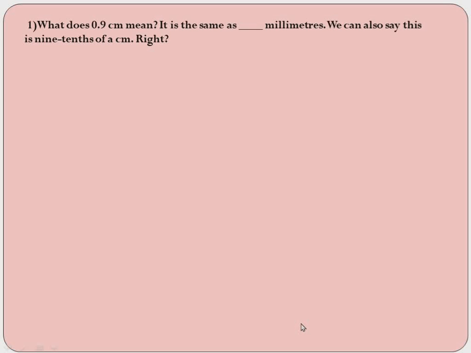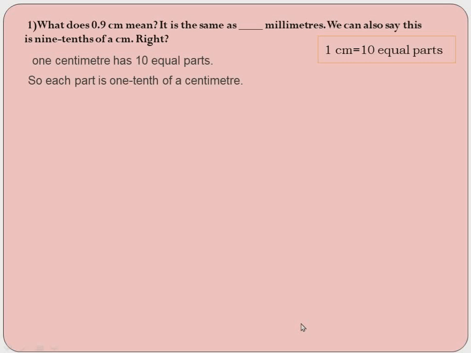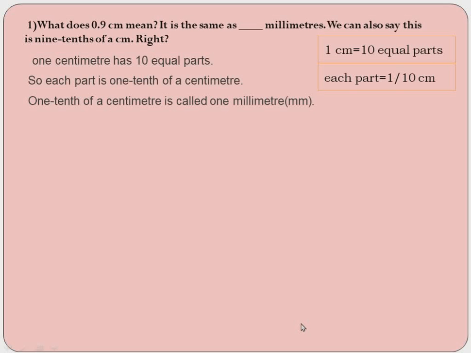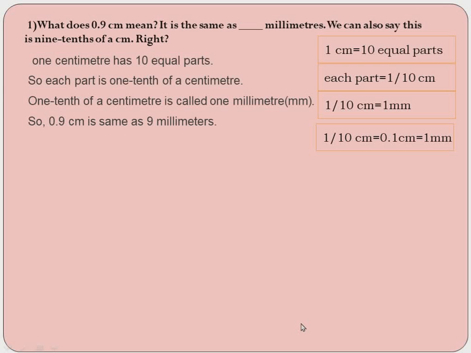Now first question, what does 0.9 centimeter mean? It is the same as dash millimeters. We can also say this is 9/10 of a centimeter, right? Now 1 centimeter is equal to how many parts? 10 equal parts. So each part is 1/10 of a centimeter. Now 1/10 of a centimeter is called 1 millimeter. Already we read it. 1/10 of a centimeter we can write as 0.1 centimeter, that is equal to 1 mm. So 0.9 centimeters, how can you write it? As 9 millimeters.